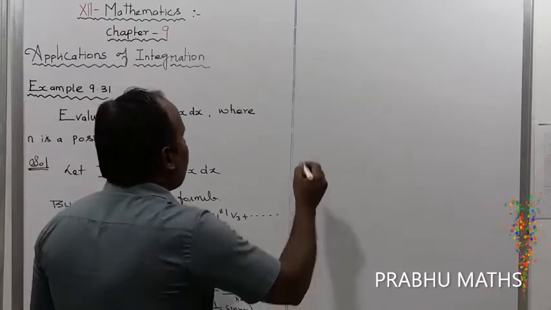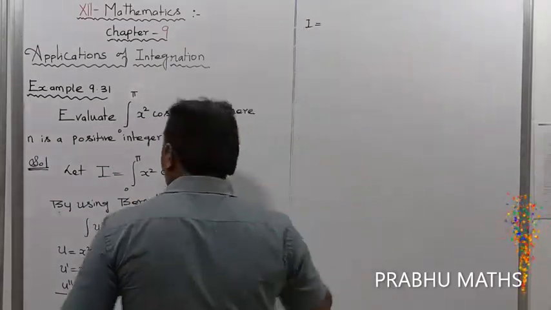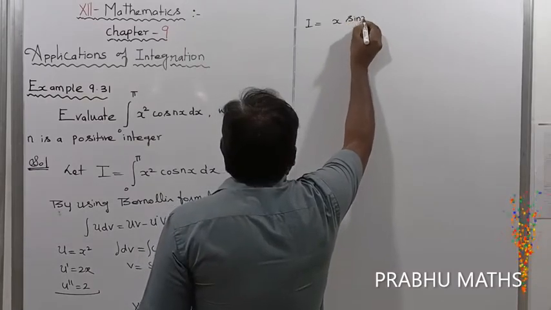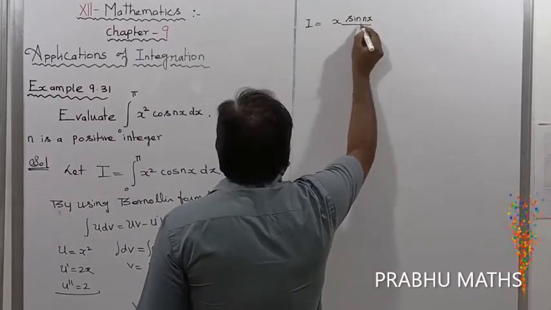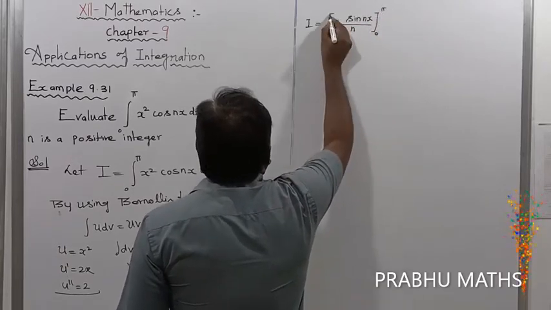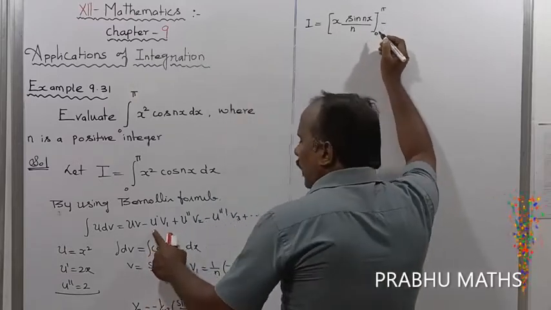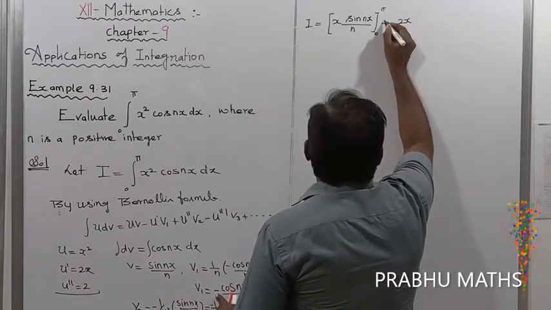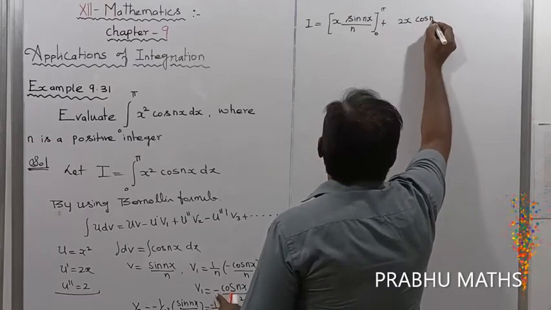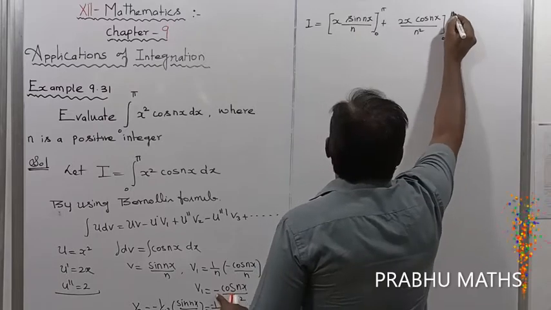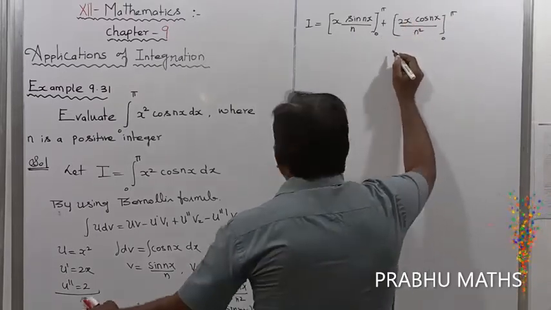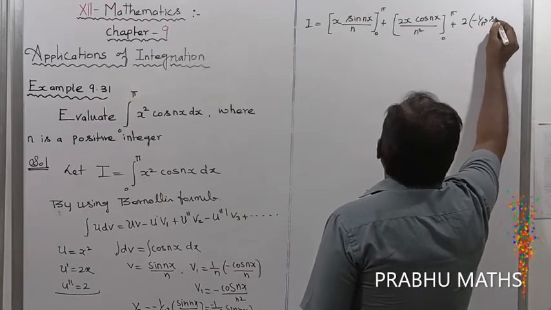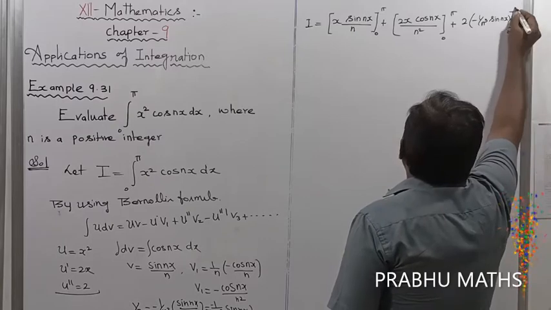Okay, so by using the Bernoulli's formula, I is equal to first of all uv. So first one uv, u means x square, v means sin nx divided by n, limit 0 to pi. That is the first term. Next one, minus u dash v1, u dash means 2x, into v1 is going to be a minus value, so minus into minus is plus, cos nx divided by n square, limit 0 to pi. The last one, next minus plus 2 into minus 1 by n cube into sin nx, limit 0 to pi.